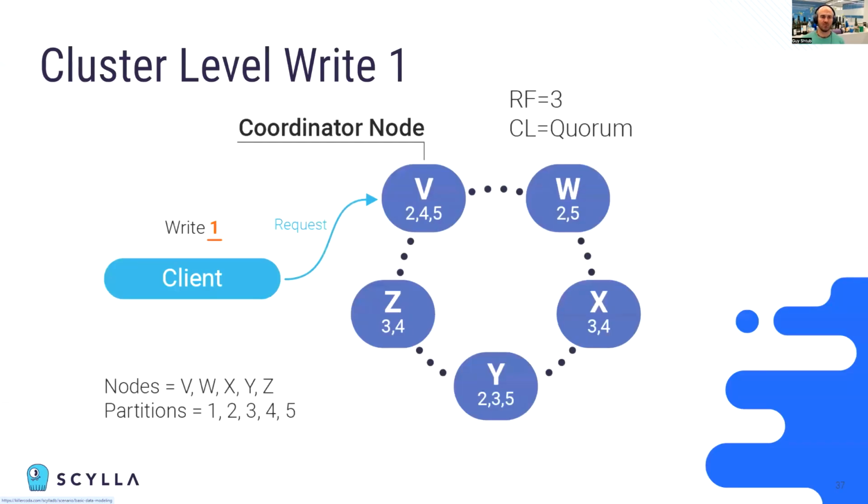The read and the write path is what actually happens under the hood in ScyllaDB or Apache Cassandra when we read or write data. In this example, we have a cluster with 5 different nodes, which we call V, W, X, Y, and Z. The replication factor is defined as 3, meaning that each piece of data is going to be replicated 3 times. And the consistency level is defined as quorum, meaning that each request is considered successful if 2 out of 3 of the replica nodes respond to the request.